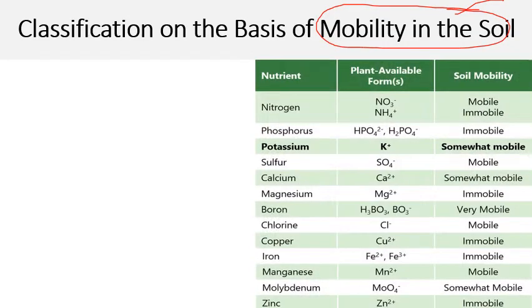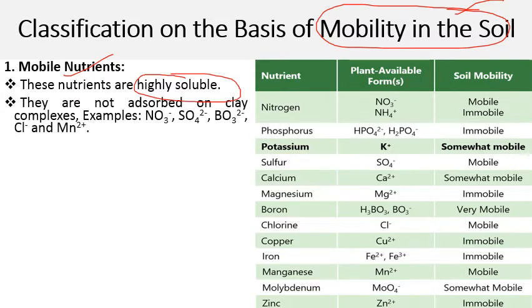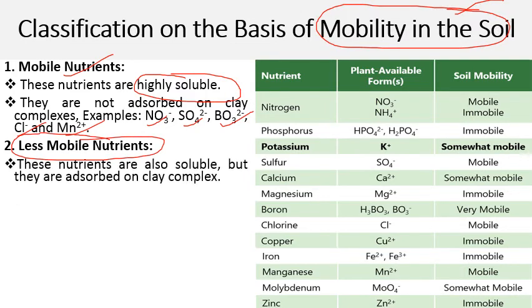Firstly, we have mobile nutrients. As the name indicates, these nutrients are highly soluble and they are not absorbed on the clay complexes. For example, we have nitrate ion, sulfate ion, borate ion, chloride ion, and manganese ion. Next category is less mobile nutrients. These elements or nutrients are also soluble, but they are adsorbed on the clay complex.